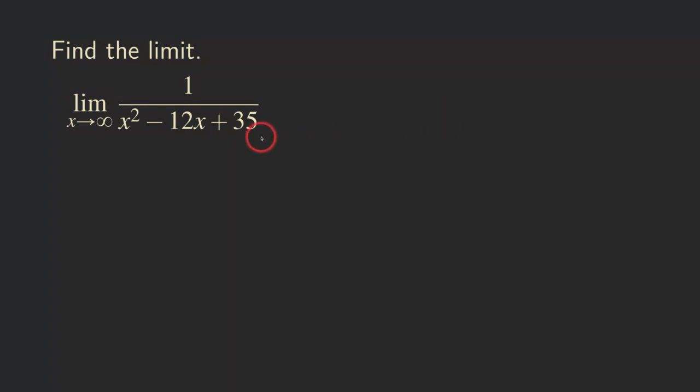Now how do we do this problem? First, you can see that there is an x squared right here. What we can do is factor out the x squared from all the terms in the denominator. You may say this negative 12x does not have an x squared in it, so how do you factor it out? We can still factor it; we just write it as a fraction. If we do that, it's going to look like this.